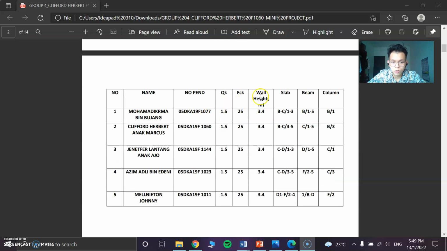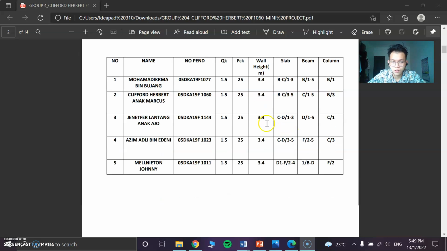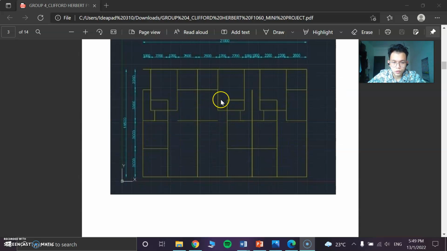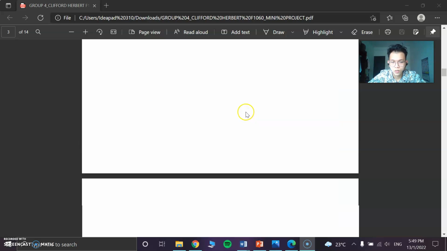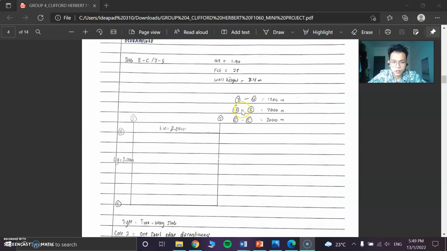So this is our project divided. I'm going to do Slab B-C 3 until 5. This is our AutoCAD drawing that we've done, and this is my calculation for slab BC until 35.